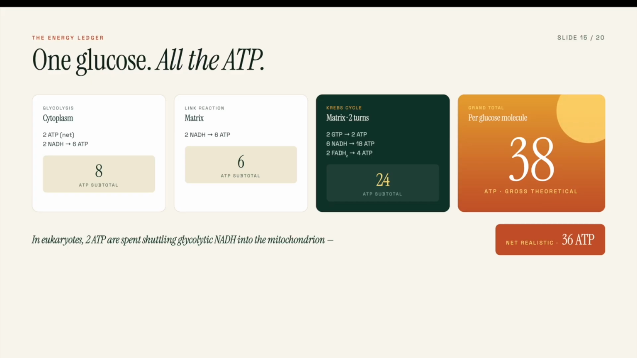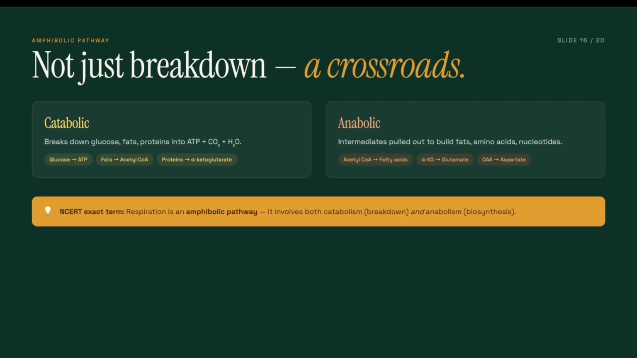Let me use the table. Grand total: 36 ATP per glucose. Some textbooks say 38. The difference depends on which shuttle system carries the cytoplasmic NADH into the mitochondria. NCERT says 36 ATP, so go with that in your exam.